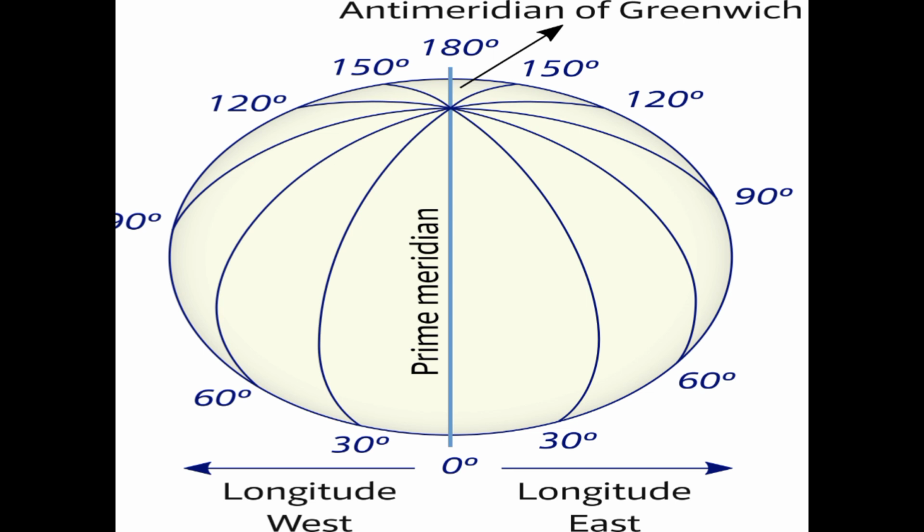Calculating the exact location, time and climate of a place can be done with the help of latitudes and longitudes. Time, place, climate, everything we can know easily with the help of latitudes and longitudes. These can be studied in detail in your next class. Okay, now facts about latitudes. What facts are there? See now.